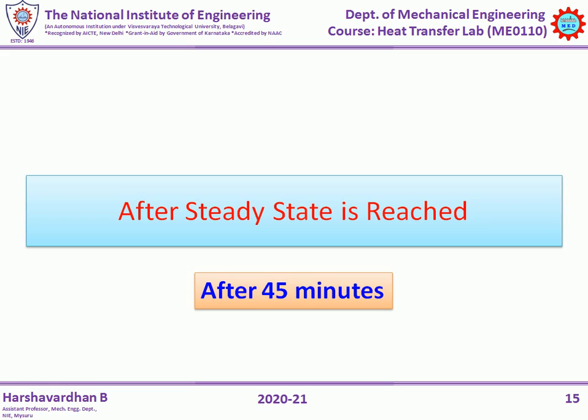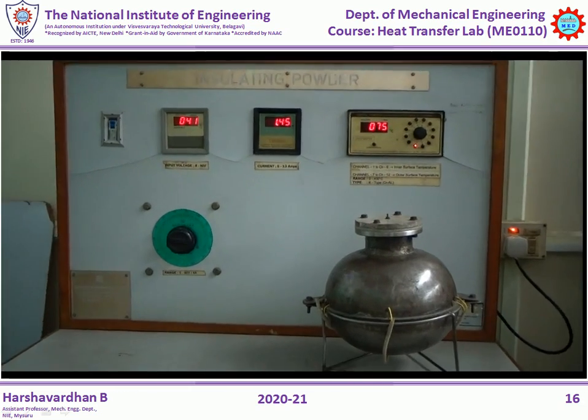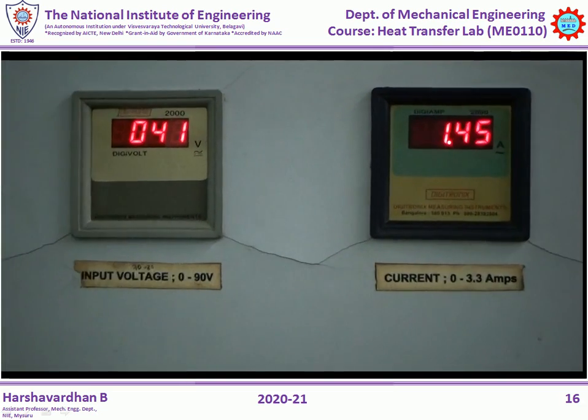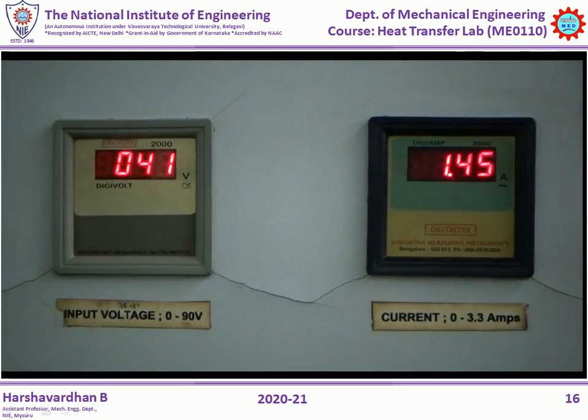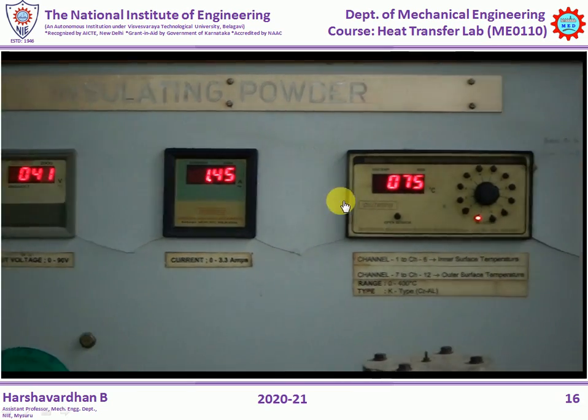So in this case, when we noted the temperatures at the 45th minute, those recorded temperatures were exactly the same as the temperatures obtained at the 40th minute. Therefore we concluded that the system has attained the steady state, and hence we recorded the steady state temperatures. Now you can see after 45 minutes we have still maintained the voltage and current to the electrical heater the same. It is around 41 volts and the current is around 1.45 amps.